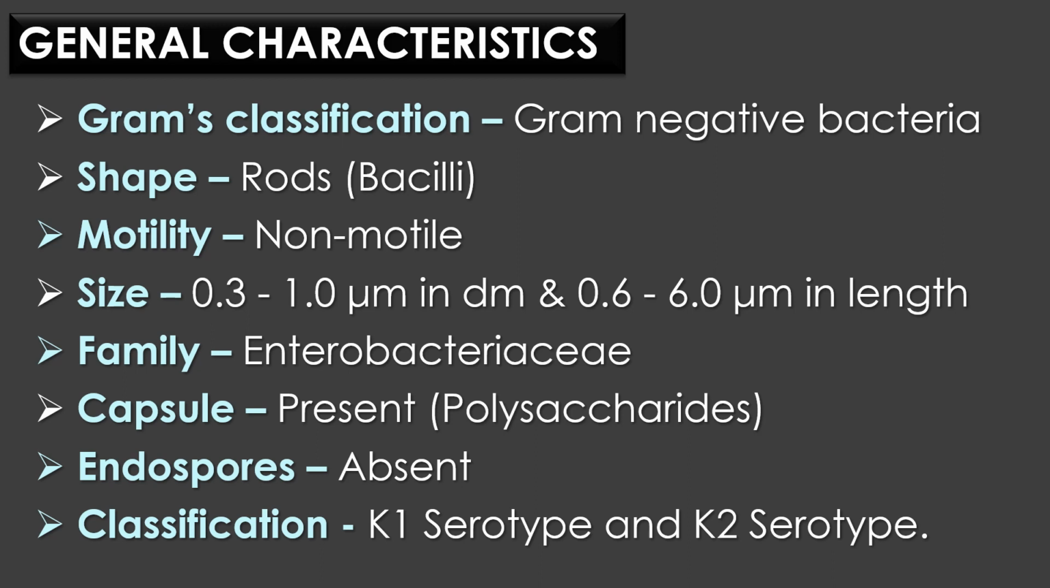The bacterium Klebsiella pneumoniae is a gram-negative rod-shaped bacilli and it is non-motile in nature and its size ranging from 0.3 to 1 micrometer in diameter and 0.6 to 6 micrometer in length. It belongs to the family Enterobacteriaceae. Capsules are present and made up of polysaccharides. Endospores absent, and the Klebsiella pneumoniae is categorized into two serotypes. They are K1 serotype and K2 serotype.